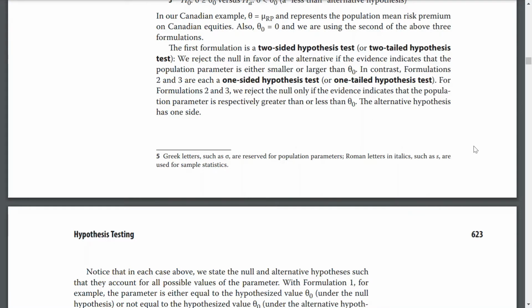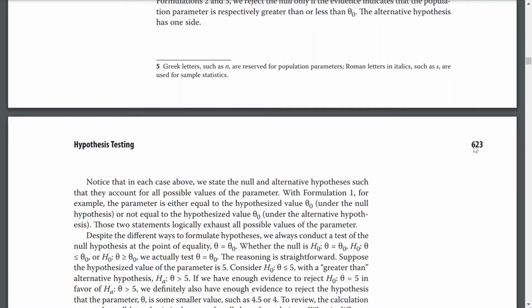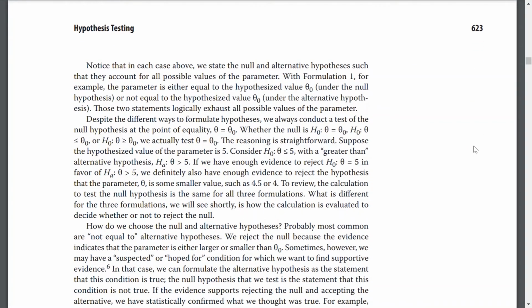The alternative hypothesis has one side. Notice that in each case above, we state the null and alternative hypotheses such that they account for all possible values of the parameter. With formulation 1, for example, the parameter is either equal to the hypothesized value theta sub 0 under the null hypothesis or not equal to the hypothesized value theta sub 0 under the alternative hypothesis. These two statements logically exhaust all possible values of the parameter.